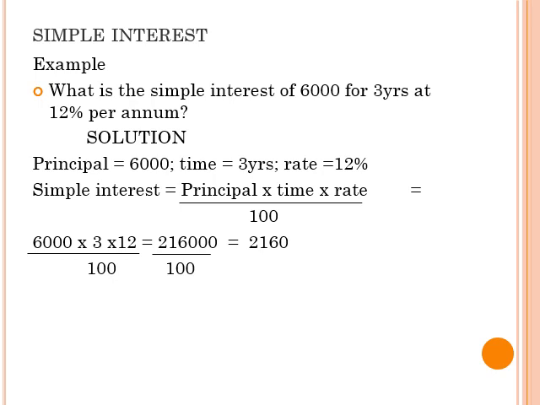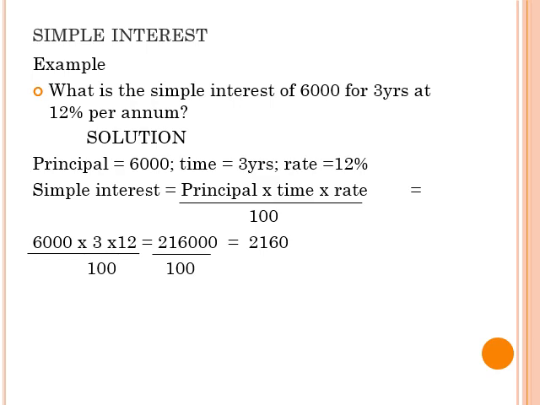Now remember, the formula for finding simple interest is principal times rate times time, all over 100. We substitute the value of these parameters into the equation. It says 6,000 times 3 times 12, all over 100. When we multiply and divide, we get 2,160. This is the simple interest for 3 years at 12% per annum.